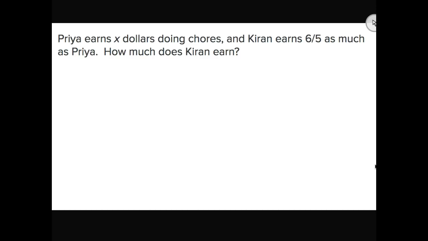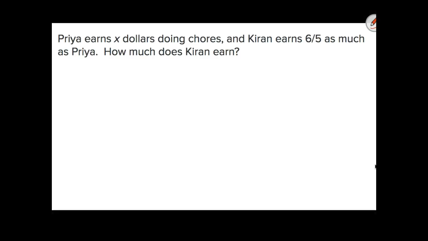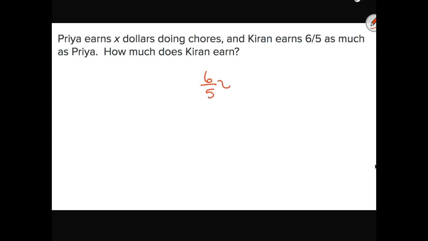All right, I'll give you a little problem with an equation and expression. Priya earns x dollars doing chores, and Kieran earns 6/5 as much as Priya. How much does Kieran earn? One way you could write this is you could just say Kieran earns 6/5 x. Or it might be convenient for you to notice 6/5 is 1.2, so Kieran earns 1.2x.